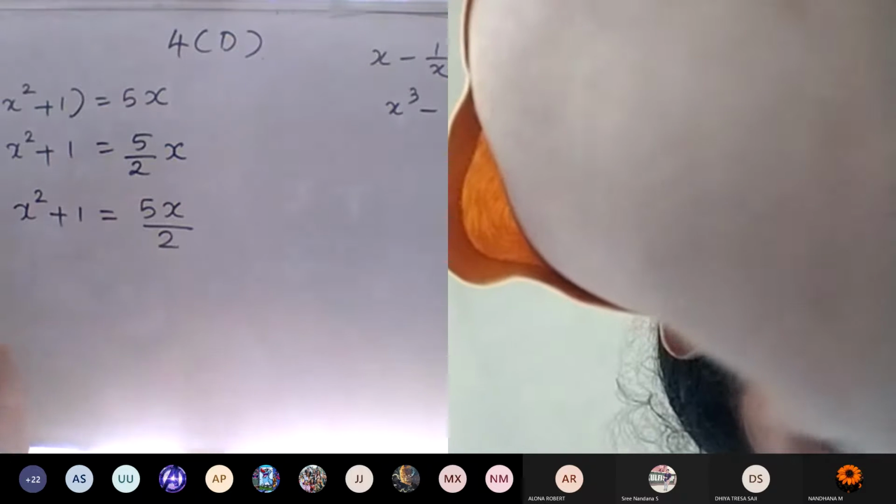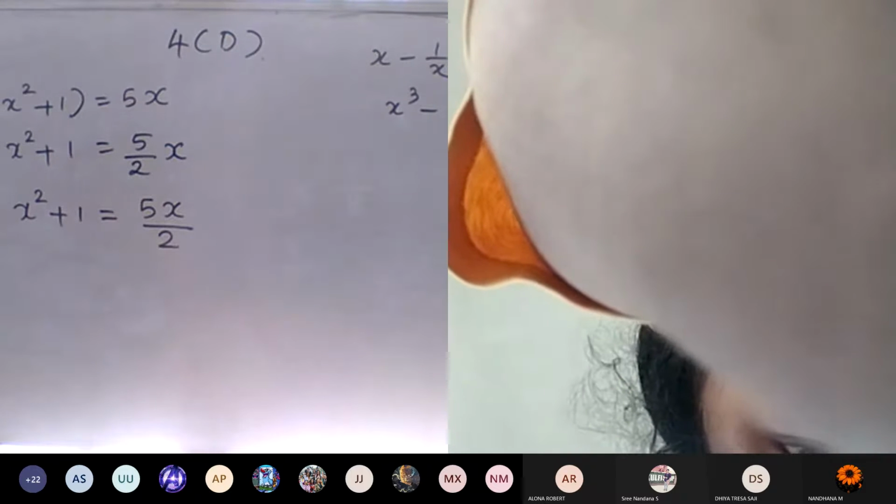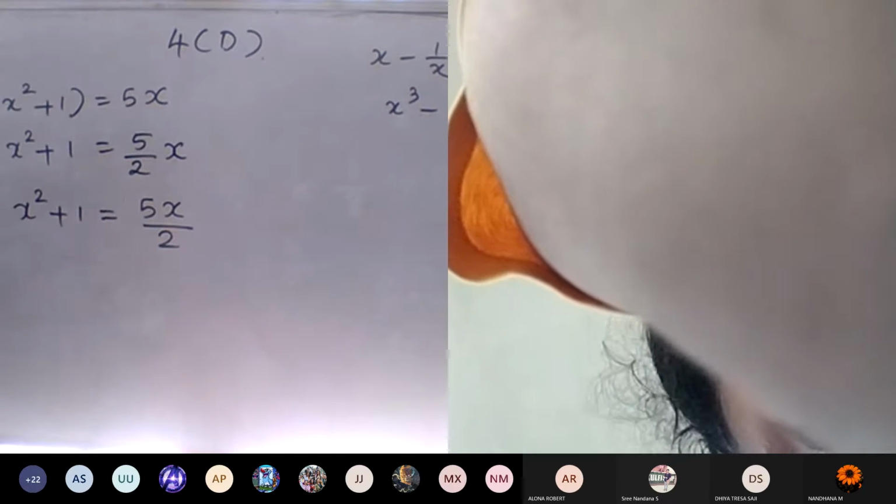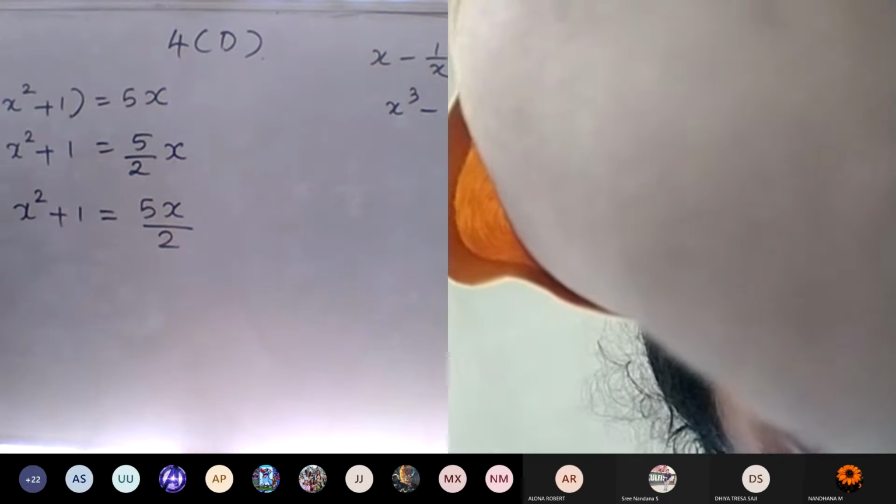Up to this right now. 2 into x square plus 1 is equal to 5x. That is x square plus 1 is equal to 5 by 2 x.